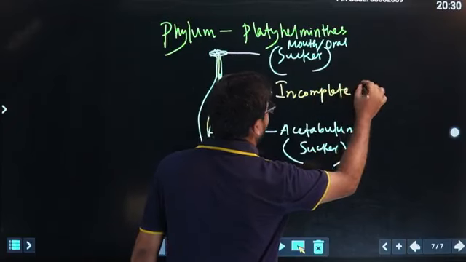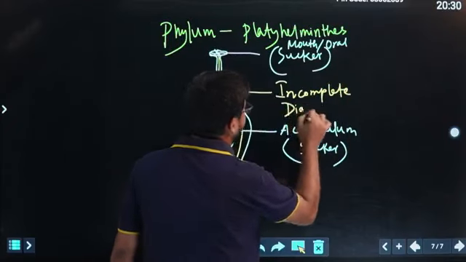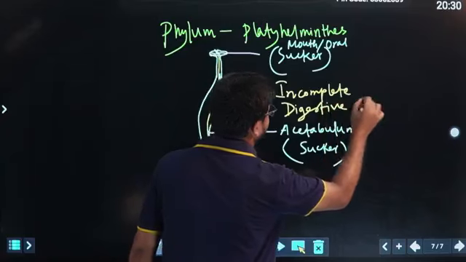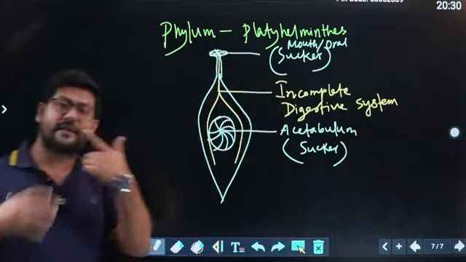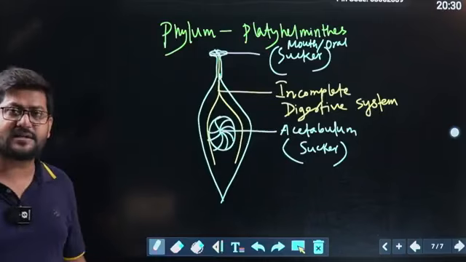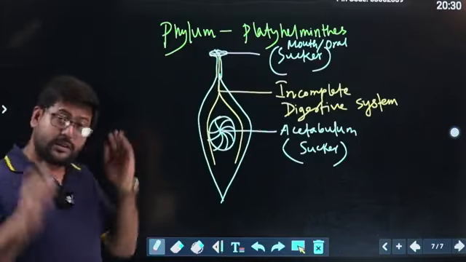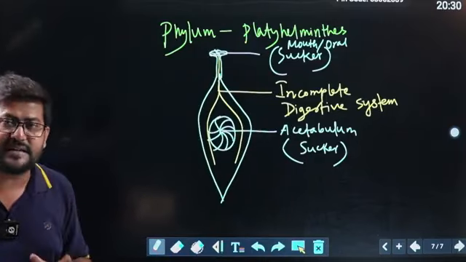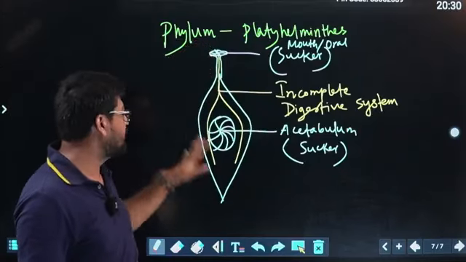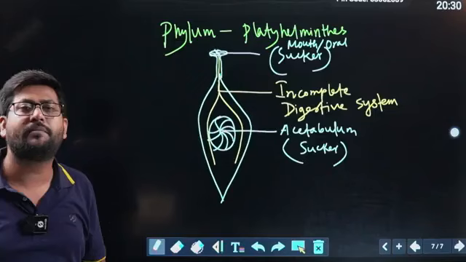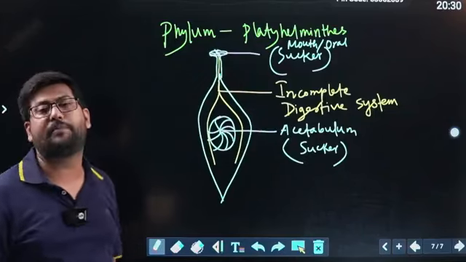Okay, incomplete digestive system. Look at that. When the digestive system contains both a mouth and an anus, like we have, you can say it is the complete digestive system. But when it is only open with the mouth and has no anus, you can say it is an incomplete digestive system.